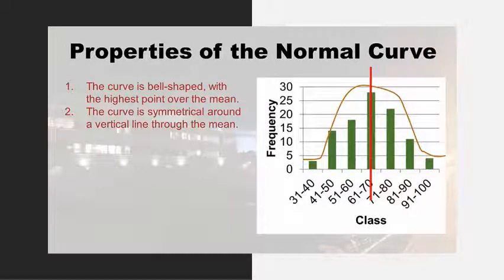And the curve is symmetrical around a vertical line through the mean. So if this is the mean, we put a vertical line through the mean, and it's totally symmetrical. Well, not 100%, of course, but for the most part, it gives you a symmetrical shape. If we were to fold this in half, each side would be pretty much equal-ish.